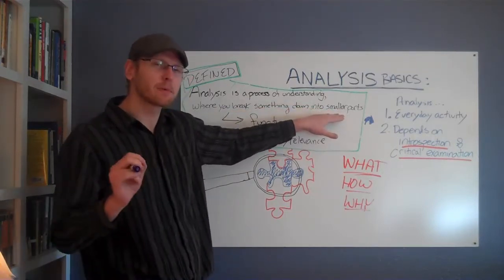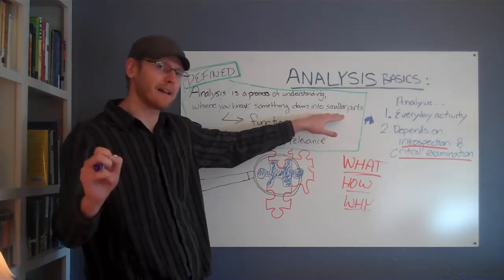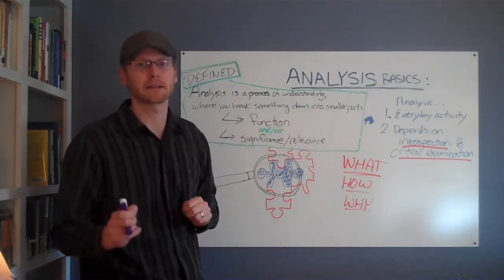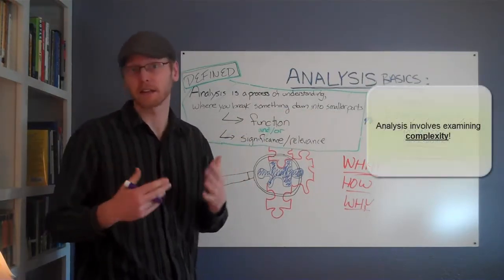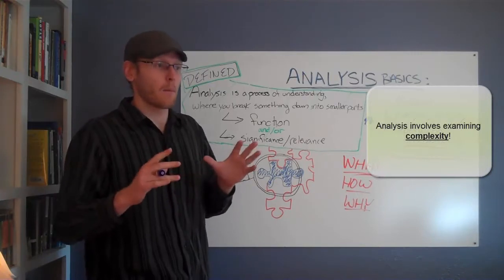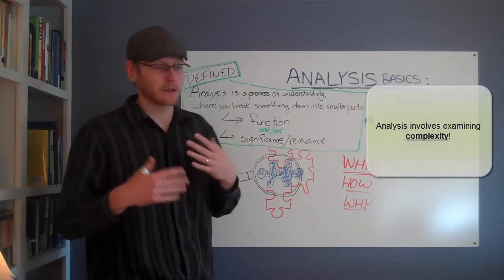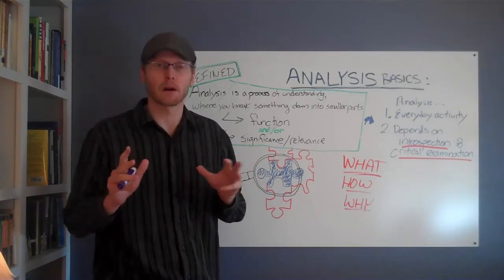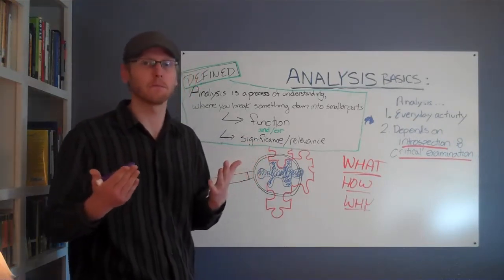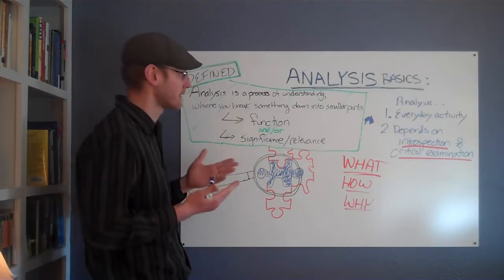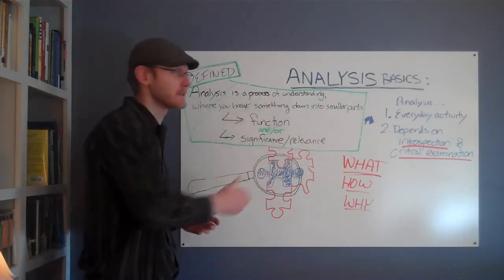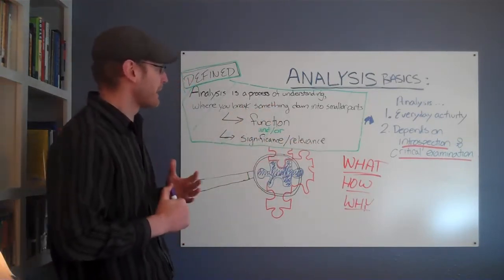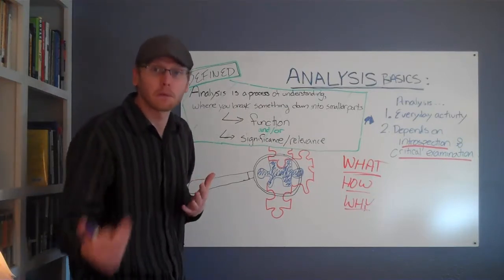Now, this presupposes that when you do analysis, what we're looking at is complexity. Complex things are issues or ideas or concepts or texts with many interrelated parts. So when we're looking at complex things, that's when we analyze. And in particular, we analyze when we problem solve.